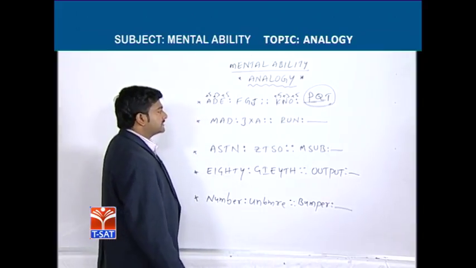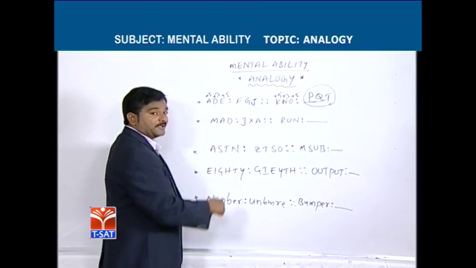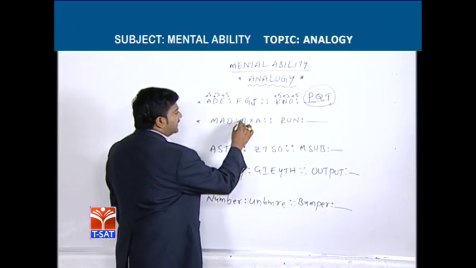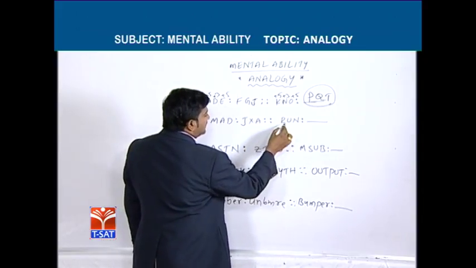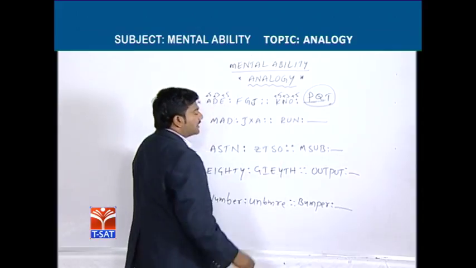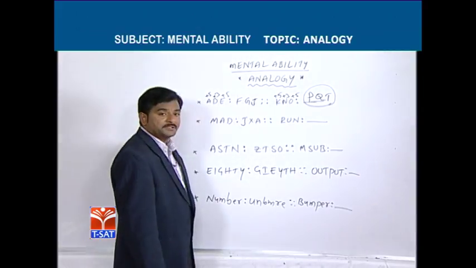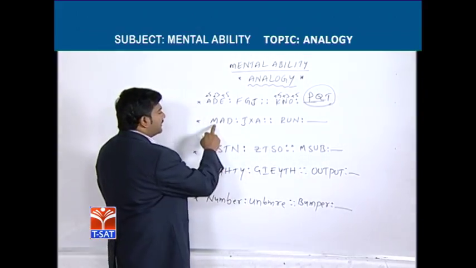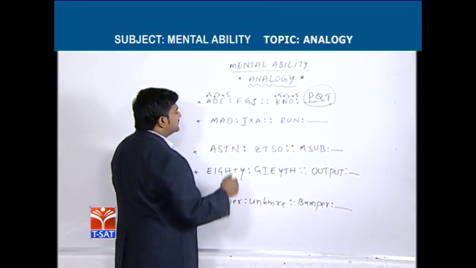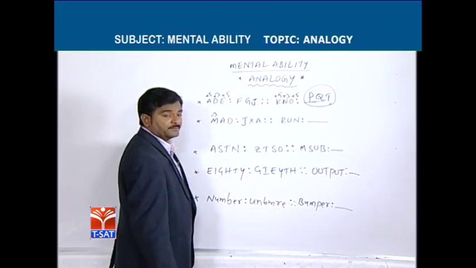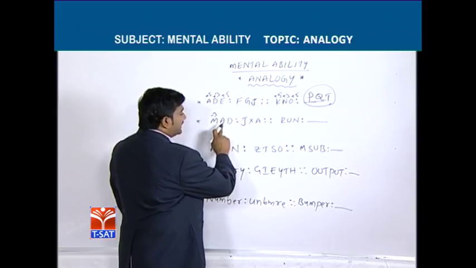This is something interesting. See, observe here. M A D is to J X A, as R U N is to dash. See, observe here. M means 13. J means 10. 13 is written as 10. So clearly minus 3. See, we will keep A aside.